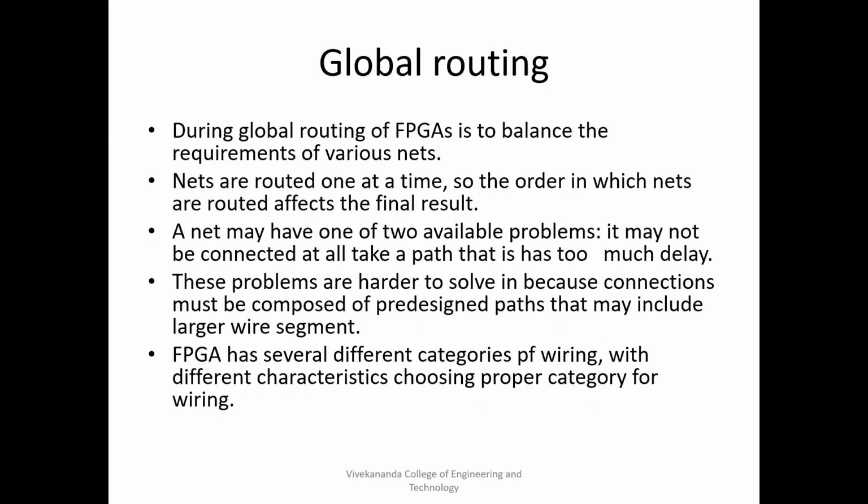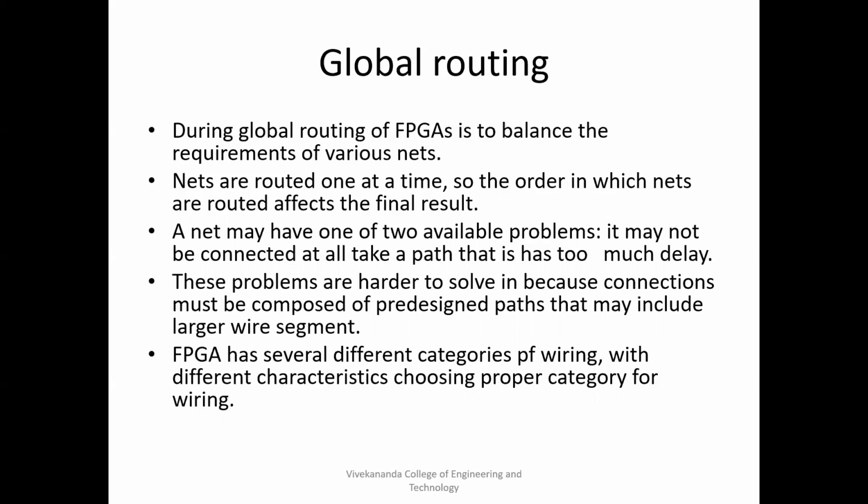Global routing is done to balance the requirements of various nets. Nets are routed one at a time, so the order in which the nets are routed affects the final result. A net may have one of two problems. It may not be routable at all because there is no room available to make the connection, or it may take a path which gives too much delay.